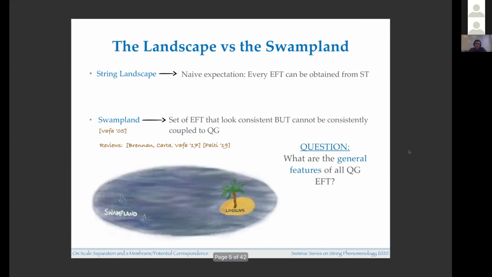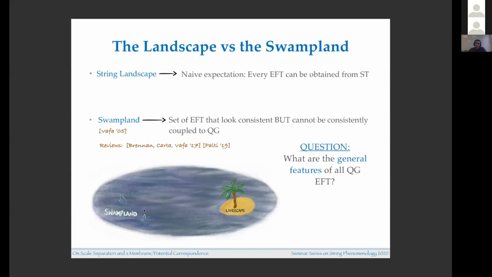And the picture is a little bit like this, in the sense that we are trying to find these spots in the space of effective field theories, which are the nice spots, the ones that belong to the landscape, but most of the effective field theories actually are more like this and cannot be coupled to quantum gravity and belong to the swampland. And the general question of the swampland program is, which are the generic features of all the effective field theories that arise from quantum gravity? Or said in a different way, which are the generic features that we have to demand for the effective field theories in order for them to be able to be coupled to quantum gravity?